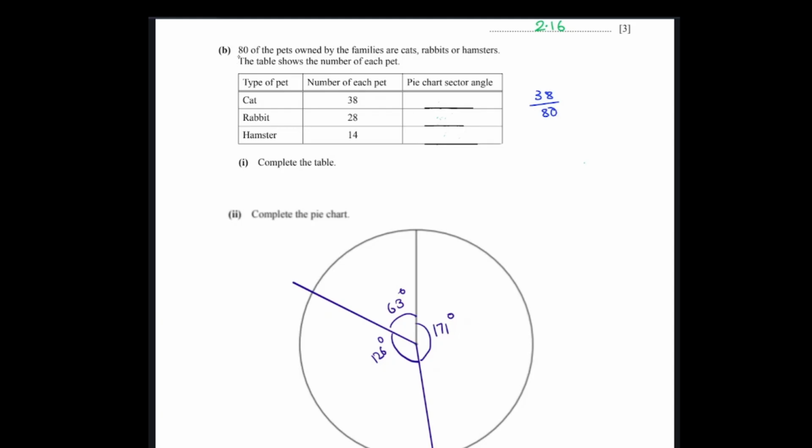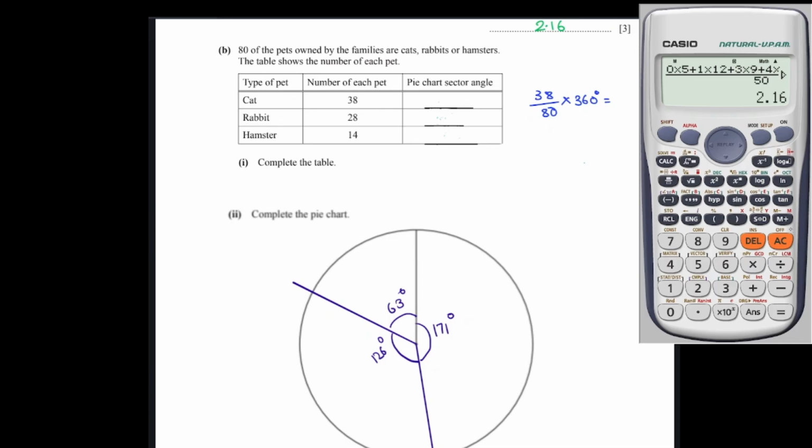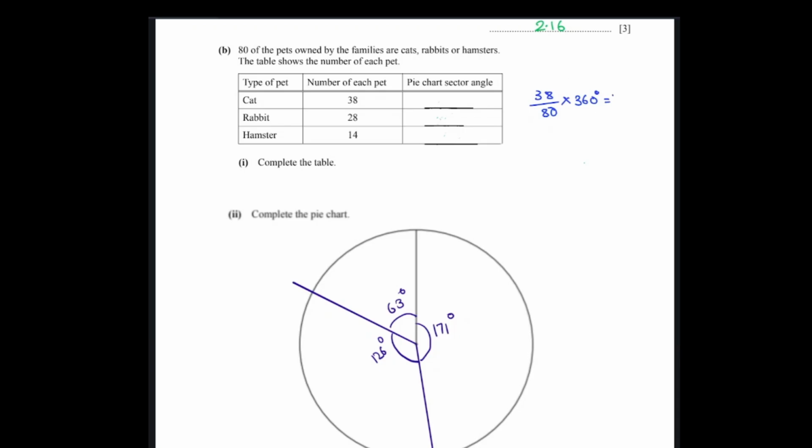You have to look at the question carefully. Into, we have to multiply with the complete angle. You will get the sector angle. To find out, okay, so 38 by 80 into 360. Okay, into is not typed. Into 360 is equal to 171. This is the sector angle.